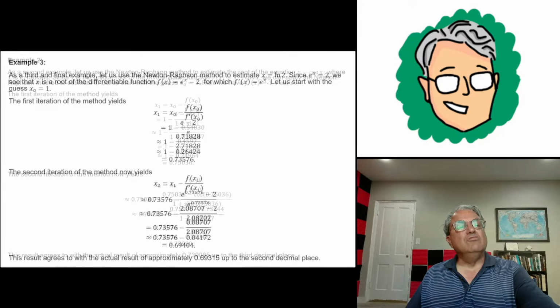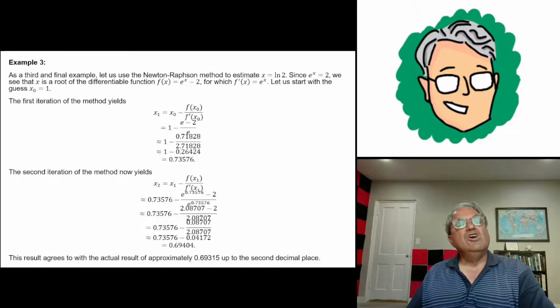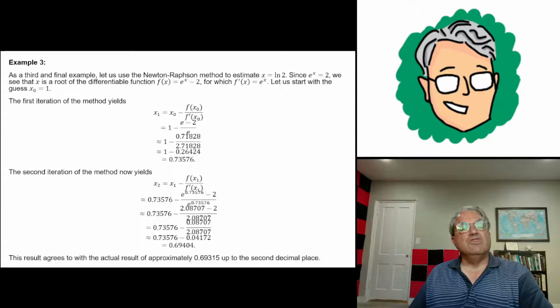So, anyway, let me just do one more example. How about trying to calculate the natural logarithm of 2? So we let x equal ln 2. That's what we want to try to find. And now we know that e to the x is 2, since e to the x is the inverse of natural logarithm. Saying x is ln 2 is just the same thing as saying e to the x equals 2. That means e to the x minus 2 equals 0. So if you let f of x be e to the x minus 2, we're just trying to find the root of f of x.